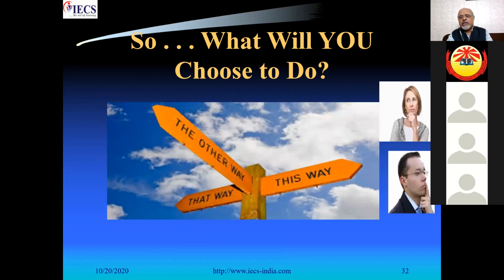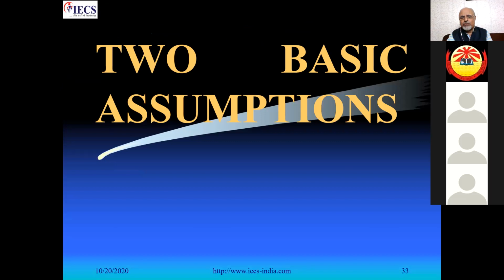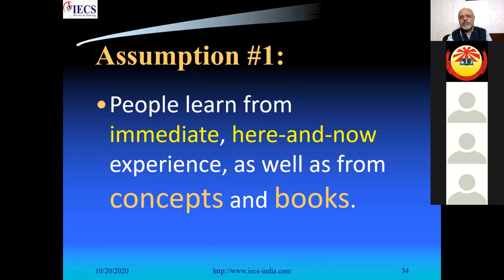Now, as such, there are many paths to go. We have this way, we have that way, and we have another way also. Which way should we choose? There are two basic assumptions here. People will always learn from the experiences that they have today, and they will also learn from books and concepts. This is one particular assumption. And I hold very much to this assumption, that people do not only learn from concepts, they do not only learn from books, they learn, but at the same time they learn from here and now experience also.